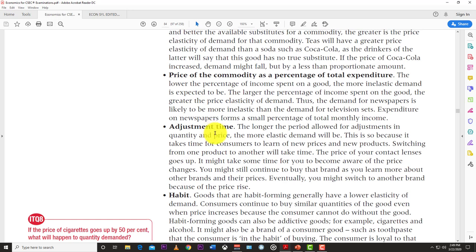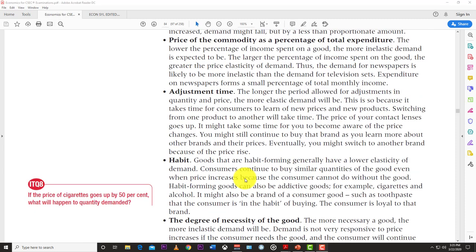Then they have time adjustment. So time can help you determine elasticity. The longer the period allowed for adjustment in the quantity and price, the more elastic demand will be. This is so because it takes time for customers to learn new prices and new products. Switching from one product to another will take time. The price of your contact lenses goes up. It might take some time for you to become aware of price changes. You might still continue to buy the expensive one until you learn that there are cheaper ones out there, you know, generics and stuff like that. Eventually, you might switch to another brand. And so that is how time adjustment would affect the elasticity of a product.